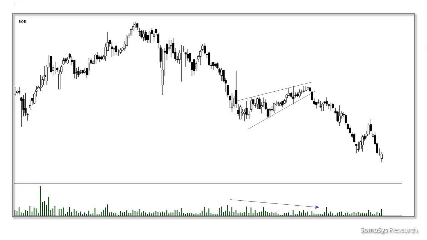Recall that at least two points are required to establish resistance and support lines. Price breaks this support line over here, suggesting we go short, and the profit objective is calculated by measuring the net distance traveled from the highest peak over here to the trough over here and projecting the same downwards from this breakpoint, and the objective is met here.